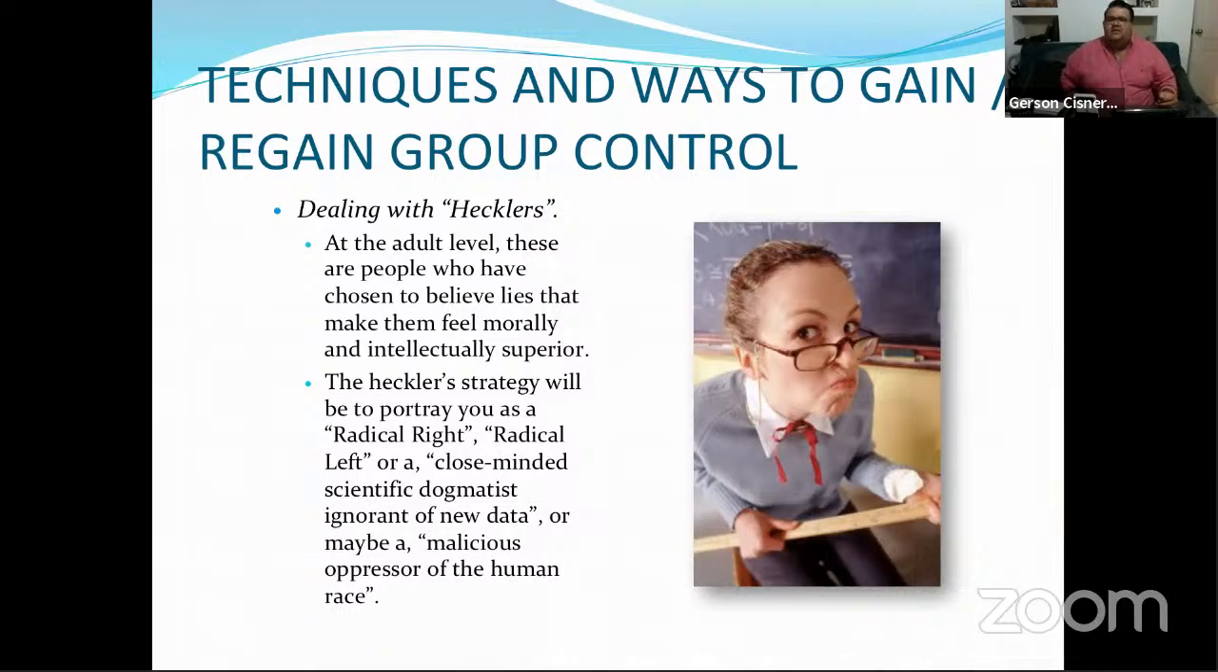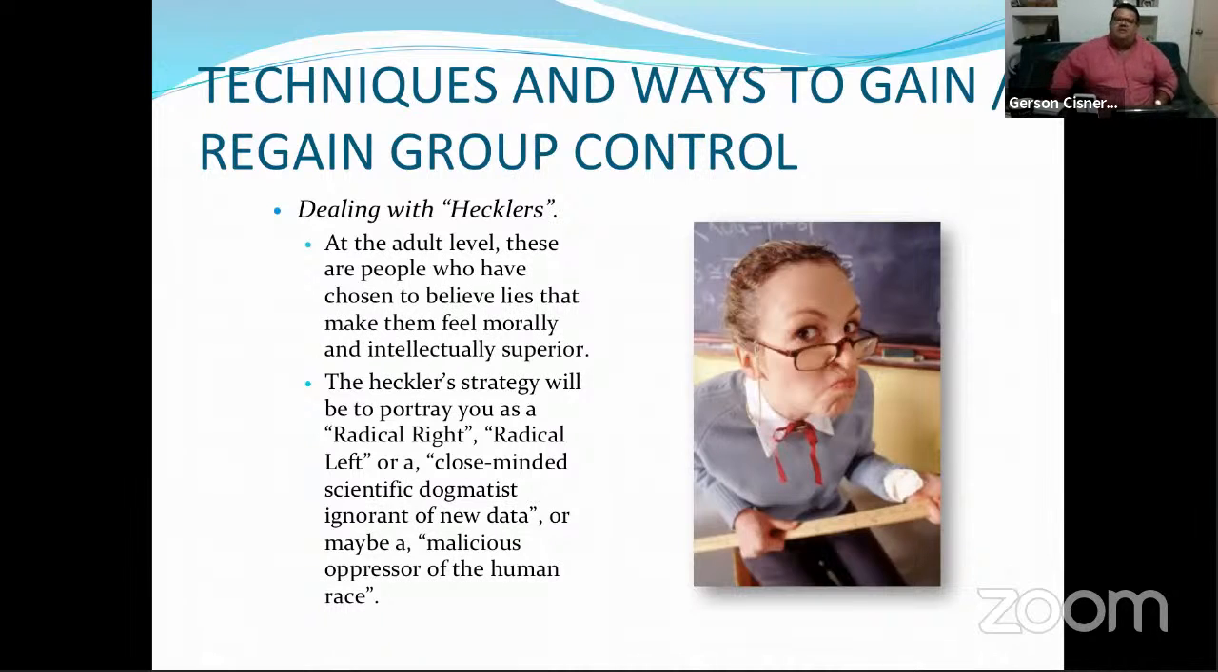All right? Can you read the first point to see who they are? Can you read it, Josue? At the adult level, these are people who have chosen to believe lies that make them feel morally and intellectually superior. Yes. They feel like they know everything. They feel like, yo soy Chilangolandia. Es que yo estuve en Estados Unidos. Cuando fui a Inglaterra a un intercambio. Parenthesis: if the exchange experience is genuine and well tended, he will share his experiences. But sometimes they do it because they believe they're superior to you.